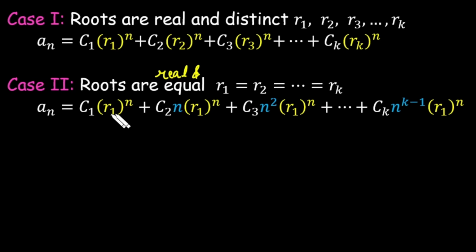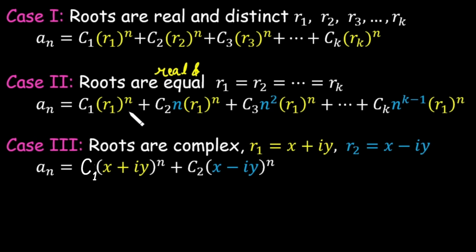तो यहाँ पे root एक बार repeat हुआ था, so we are multiplying by n. Now again it is getting repeated, so again multiply by n, we will get a n square. Then again multiply by n, that will be a n cube, and so on. And third case is when the roots are complex.